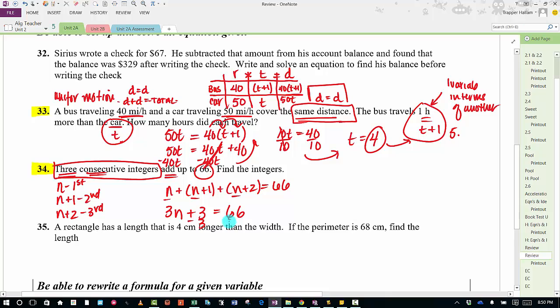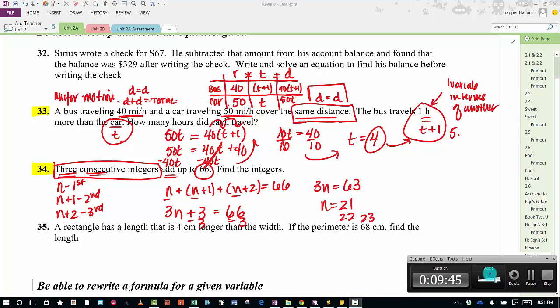I'll go ahead and subtract 3 on both sides. So I get 3n is equal to 63, which gives me 21. So I find out that my first integer is 21, my second integer should be 22, and my third integer should be 23. So 21, 22, 23. And again, I'm not writing these out very well so far.